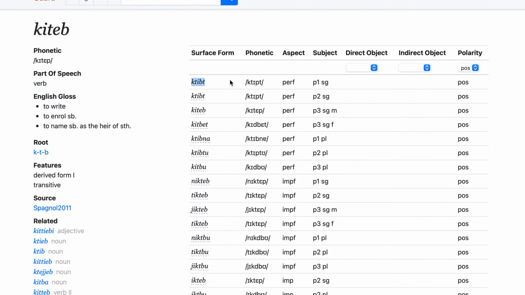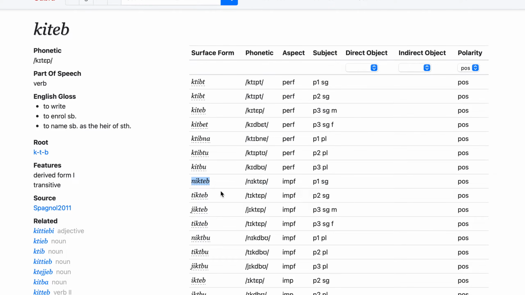So Ktibt, that would be here the phonetics, so how to pronounce it. Perfect. So that's the past tense. Person 1 in the singular, that means I. That's Ktibt, I wrote. And then person 2 in singular, you wrote, Kitab, he wrote, Kitbet, she wrote, Ktibna, we wrote, Ktibtu, you wrote in the plural, Kitbu, they wrote.